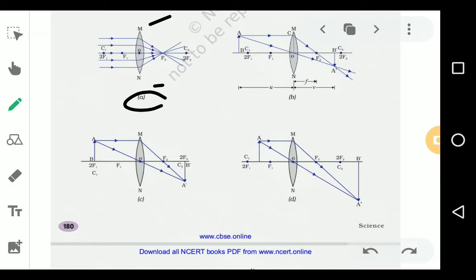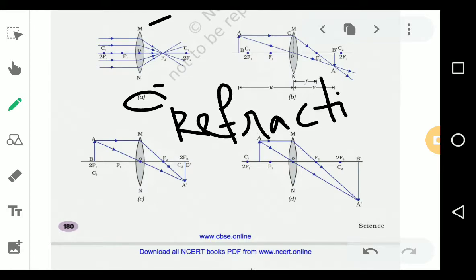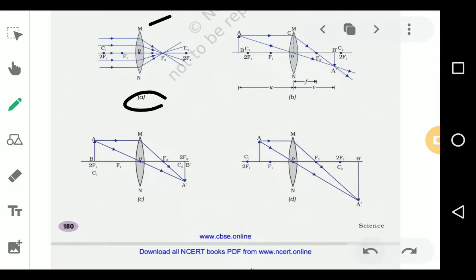And why are they passing through the lens? Because this is the process of refraction. In refraction, the light rays will cross the lens and they will bend their path. But in reflection, what happens? They will strike and they will go back to the same medium. So here they cross the lens to enter a different medium.